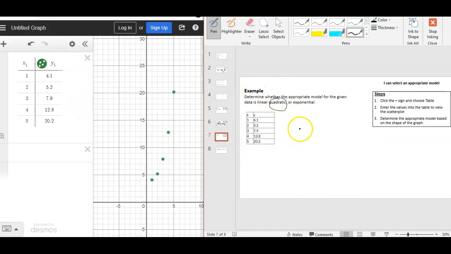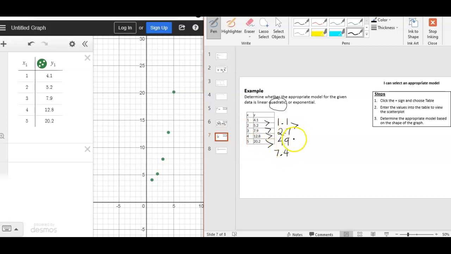But let's just go ahead and double check. If we look at the differences here, we have 5.2 minus 4.1, so that is going to be 1.1. And then from 7.9 minus 5.2, I get 2.7. And then 12.8 minus 7.9, I get 4.9. And then from 20.2 minus 12.8, I get 7.4.